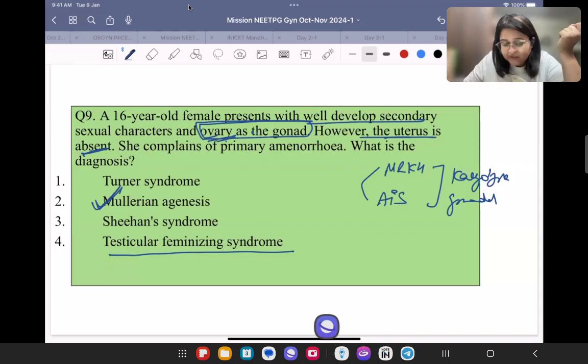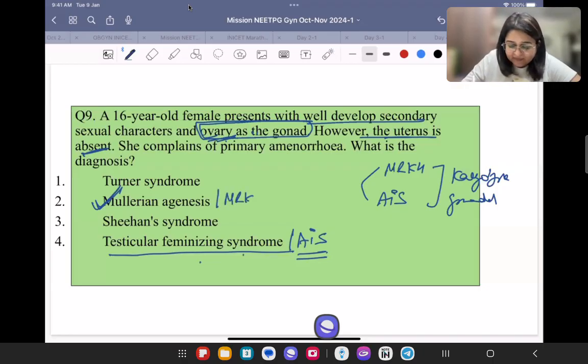Remember, testicular feminizing syndrome, I forgot to tell you this, is the other name of androgen insensitivity syndrome. So AIS का दूसरा नाम है TFS, testicular feminizing syndrome. Mullerian agenesis is also called as MRKH syndrome. ठीक है?